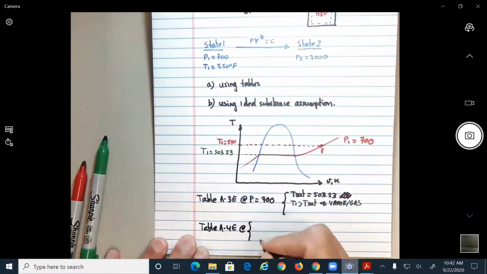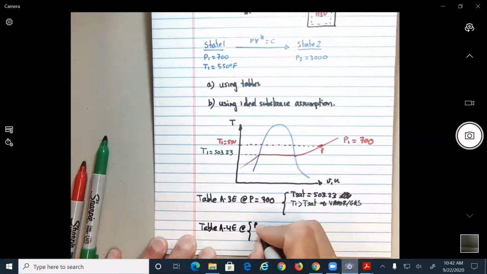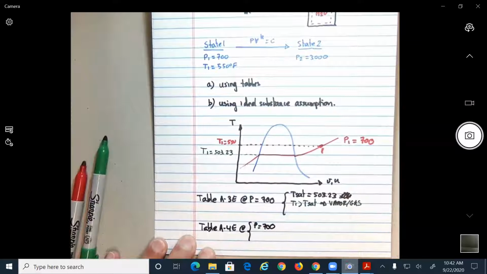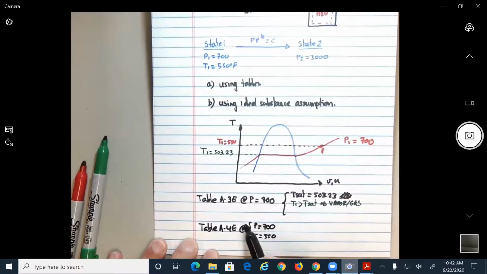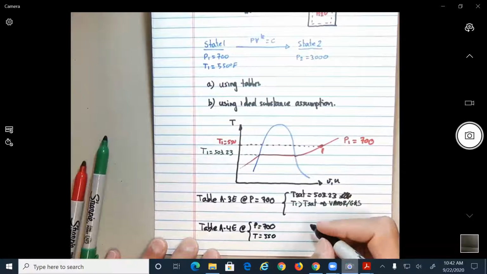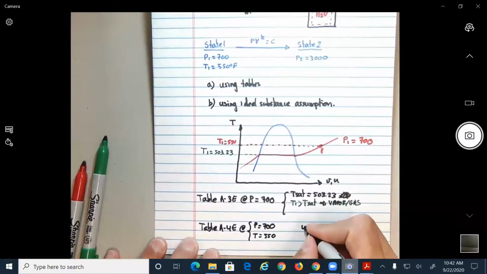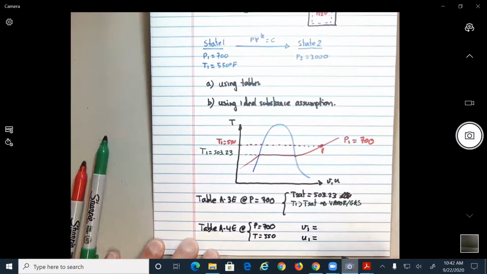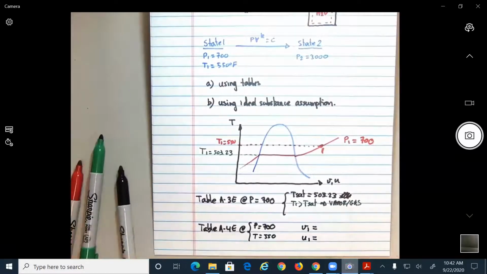I need to know two things. So what do we know? We know the pressure is 700, okay, from the top. And we know the temperature is 550. Actually, we could have found the state from table A4E as well. So from table A4E, we're going to find V1 and U1. You can also find H1 if you want, but I'll let you check, okay?